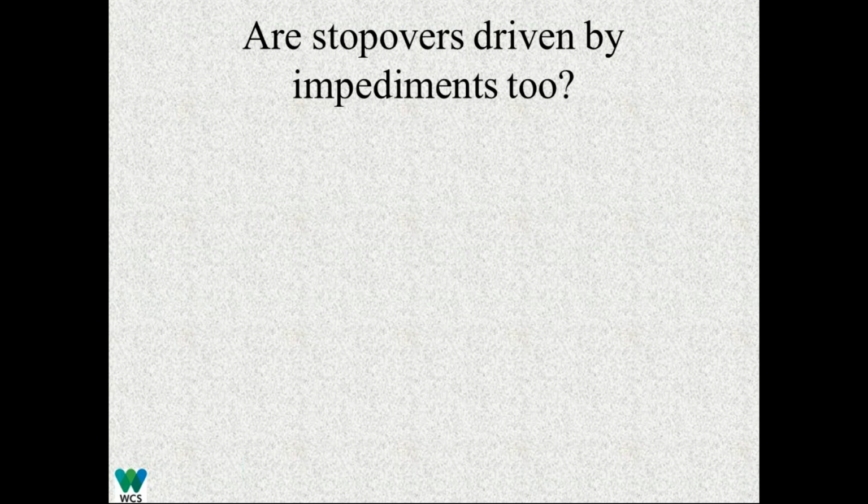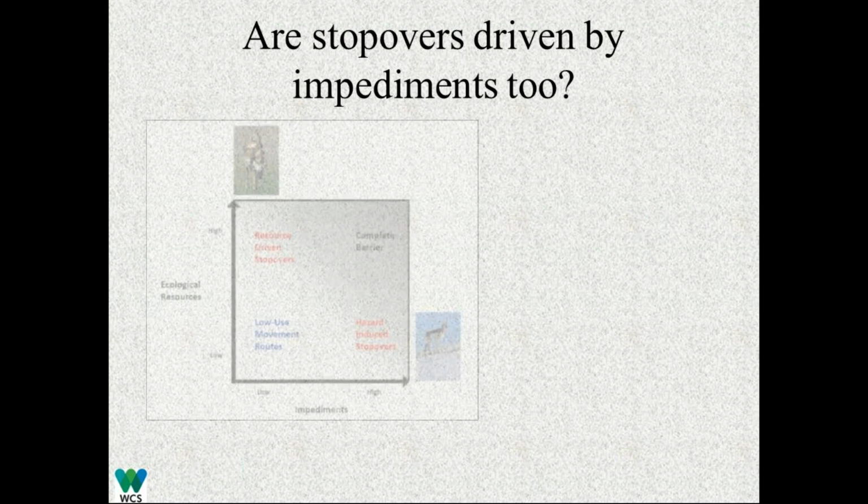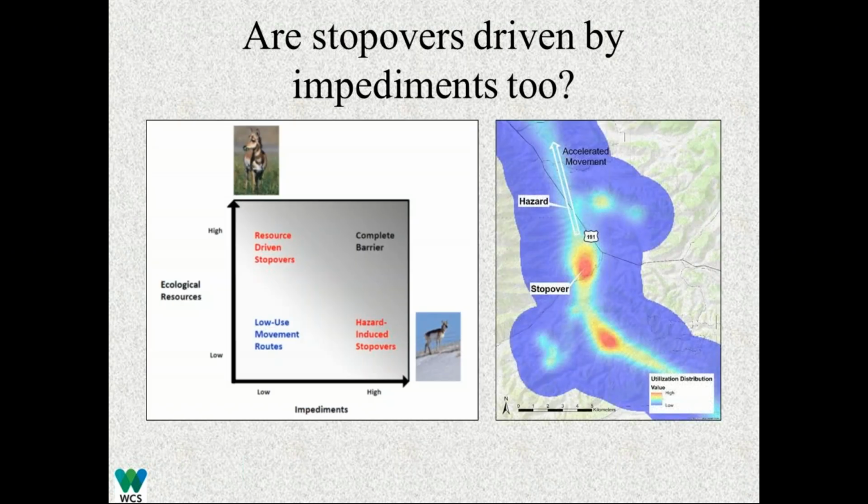And this comes from avian literature. Matt Kaufman and others at the Wyoming Cooperative Unit applied this to the idea of mammal migrations. And what they saw is that these high probability areas were being driven by resource quality. However, when we were modeling the movement of pronghorn during the migration, moving north, you can see as they came to Highway 191, we saw some of these stopovers may be occurring where there was a hazard or a barrier.